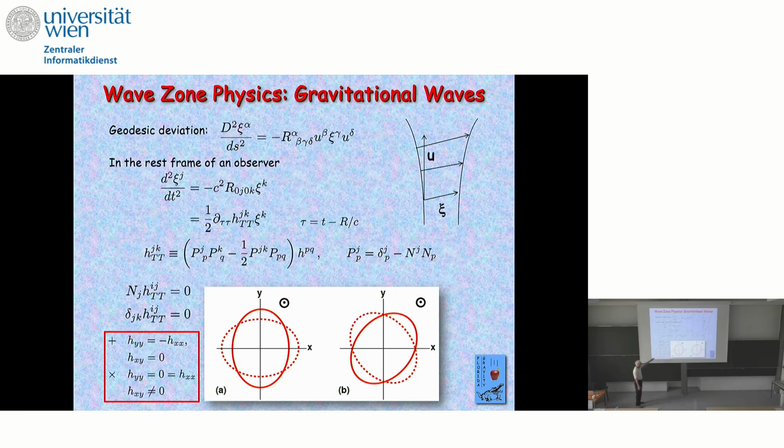One possibility is where HXY is 0, HXX is not 0, but because of this condition, HYY must be the negative of HXX. The sum must be 0. But one possibility is that HXY equals 0. The other possibility is that HYY is 0, therefore HXX is 0 because of this condition, and then HYY is non-zero. So either this is non-zero or these are non-zero, and those are the only two possibilities. So there are 2 degrees of freedom in this gravitational wave.